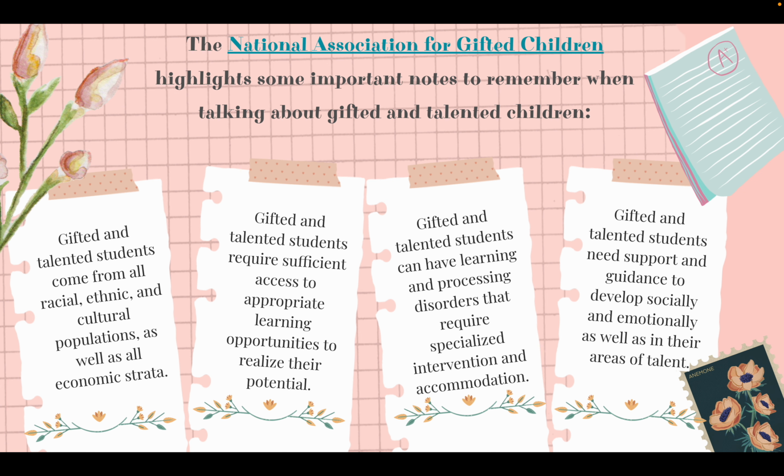Gifted and talented students need support and guidance to develop socially and emotionally, as well as in their areas of talent. Asynchronous development, or aspects of development not developing at the same pace, is a common problem among gifted students. This means that it is important for educators to be mindful that not all students who are advanced in one area will also be developing at the same pace in other areas, such as socially or emotionally.